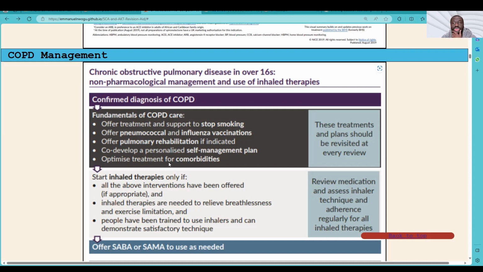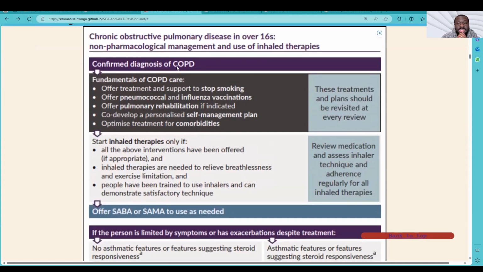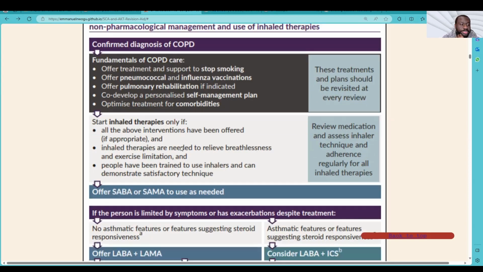Optimize treatments for comorbidities. For instance, if the patient has hypertension, has developed heart failure, cor pulmonale, or is diabetic, of course, you need to optimize treatment for comorbidities, sleep apnea as well, things like that. Or obesity, the weight management. You need to think about all those other parts of the management of the patients. These treatments and plans should be revisited at every review.